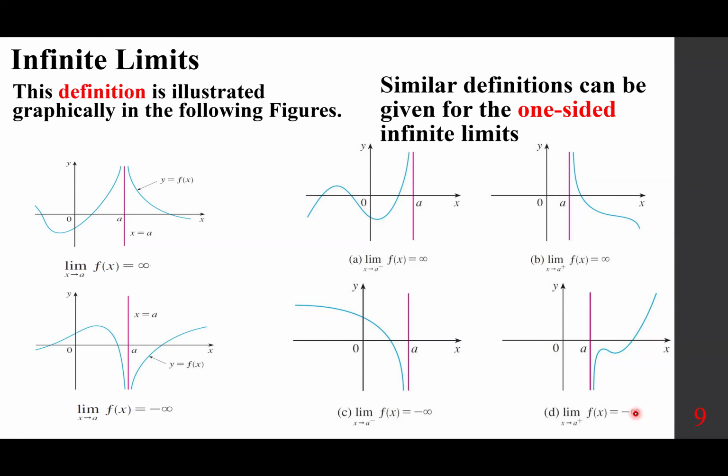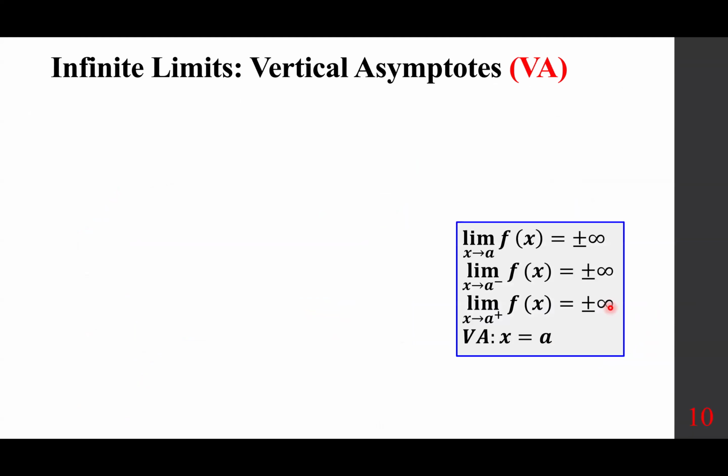Which means now we have a formal definition of VA, vertical asymptotes. Vertical asymptotes are in the form of the equation of a vertical line, x equals a, if the limit of f of x as x approaches a, either from the left or from the right, is positive or negative infinity.